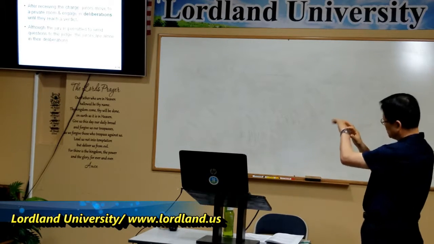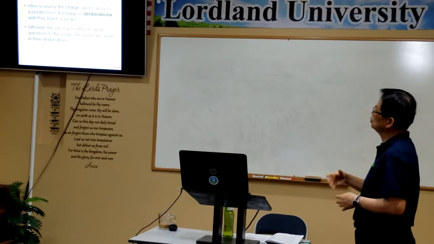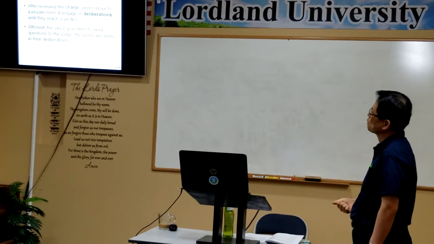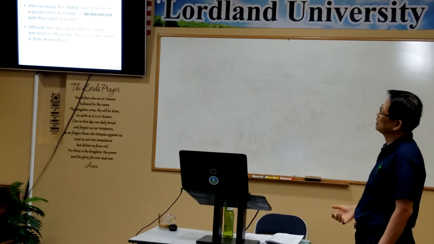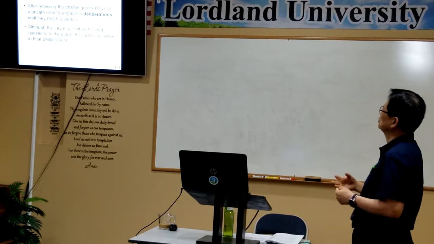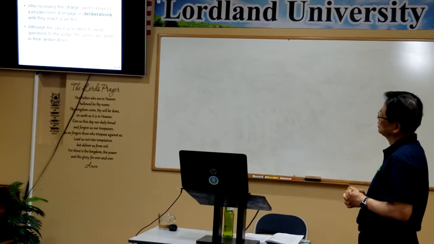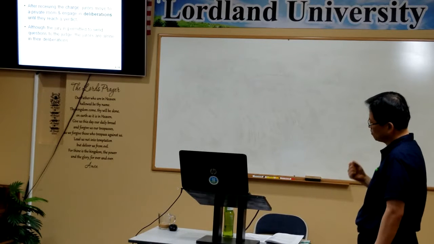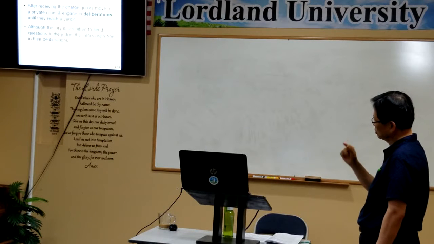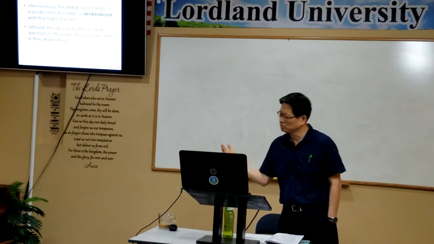Deliberations. After receiving the charge from the judge, the jurors move to a private room and engage in deliberations until they reach the jury's verdict. Although the jury is permitted to send questions to the judge, the jurors are alone, individual persons, in their individual deliberations. Each juror has power to submit one vote. The verdict is decided based on the majority of the vote.